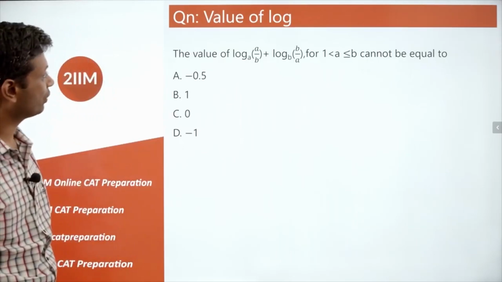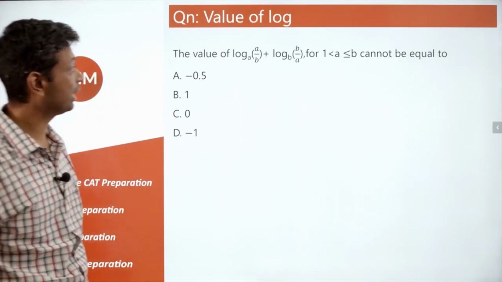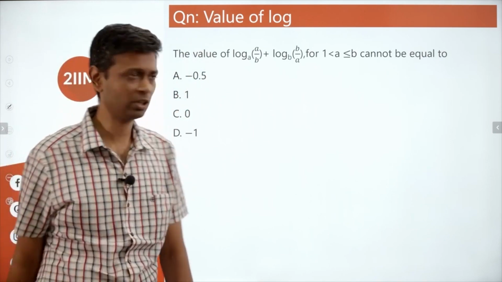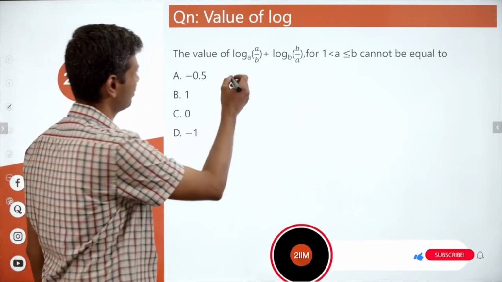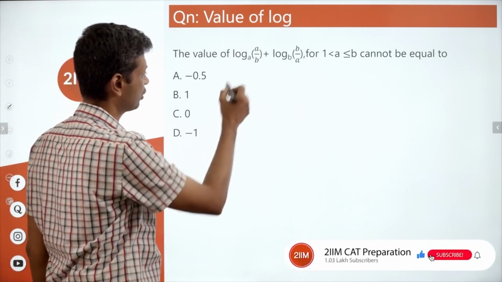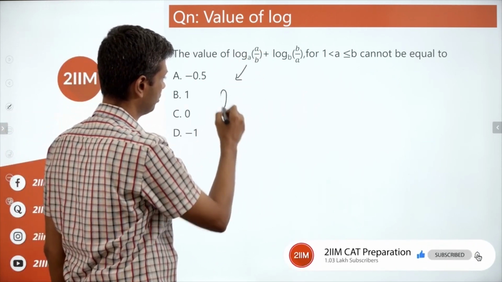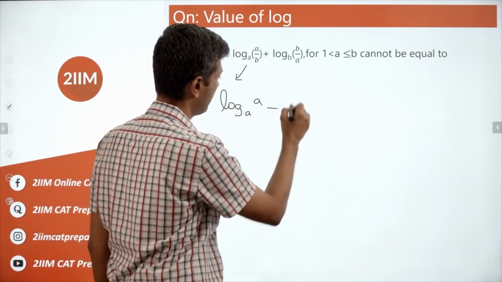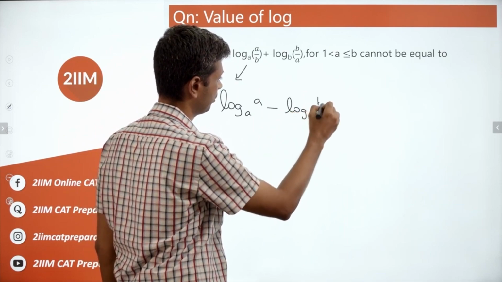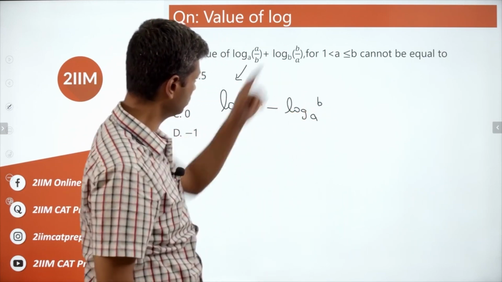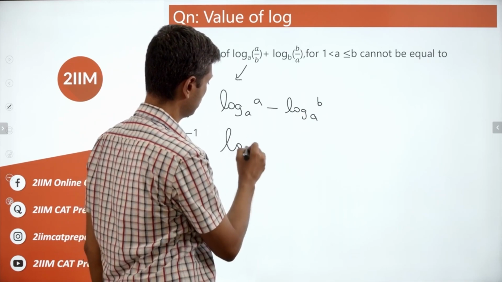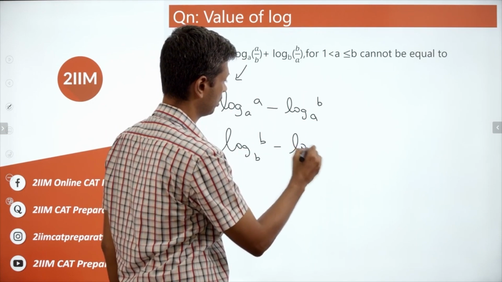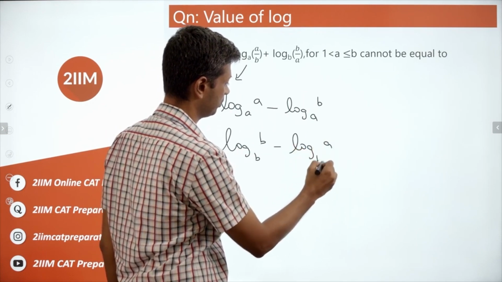The value of log of a by b to the base a plus log of b by a to the base b, for 1 less than a less than or equal to b, cannot be equal to. Let's look at this. First, we know log of a by b is log a minus log b. So this one will simplify as log a to the base a minus log b to the base a. This one we can split as log b to the base b minus log a to the base b.